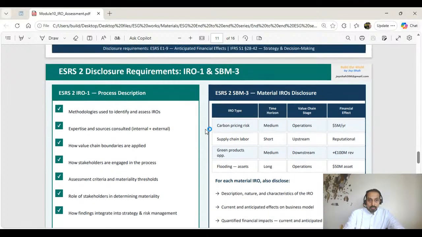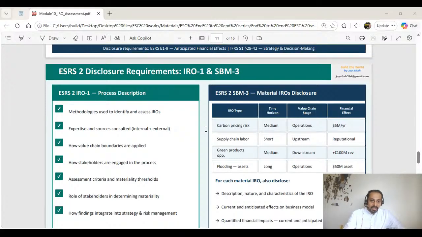Now, for ESRS, that disclosure is very important. So, what does ESRS 2 actually require? Let's get specific about what ESRS 2 requires you to disclose. There are two key disclosure requirements: IRO-1 and SBM-3. IRO-1 requires you to describe your process for identifying and assessing material IROs, not just to list your IROs. So, describe the process itself. That means your disclosure needs to cover what methodology you used, what sources of information you consulted, how you considered your value chain, how you engaged your stakeholders, all those types of things. It's required to describe your process under IRO-1.